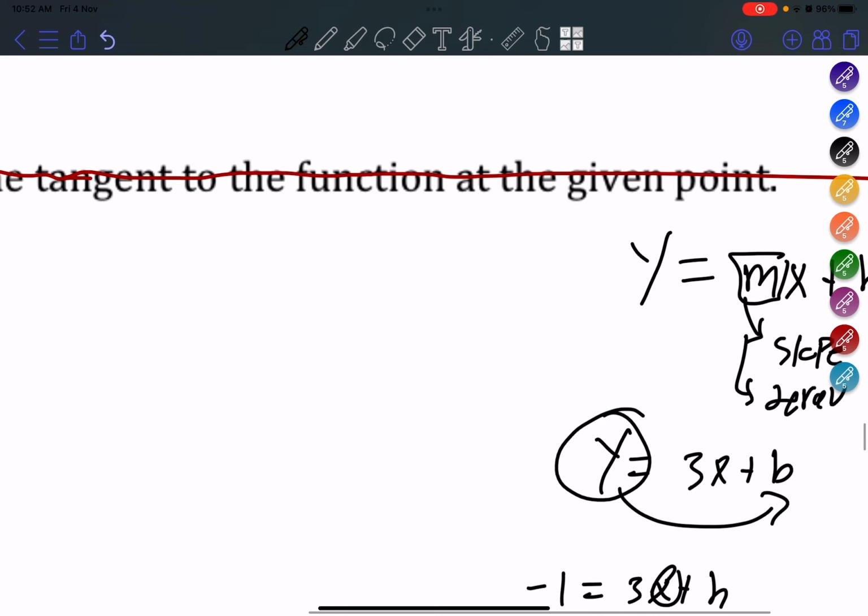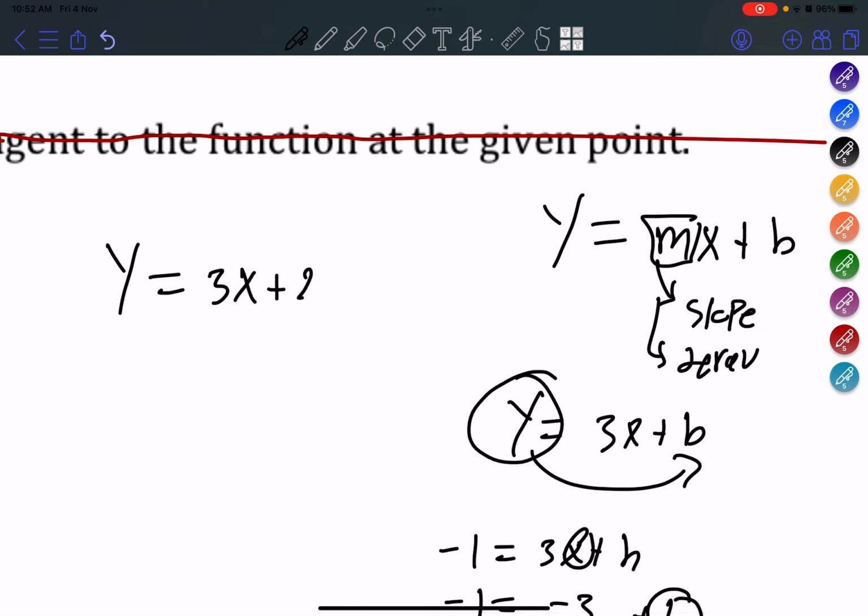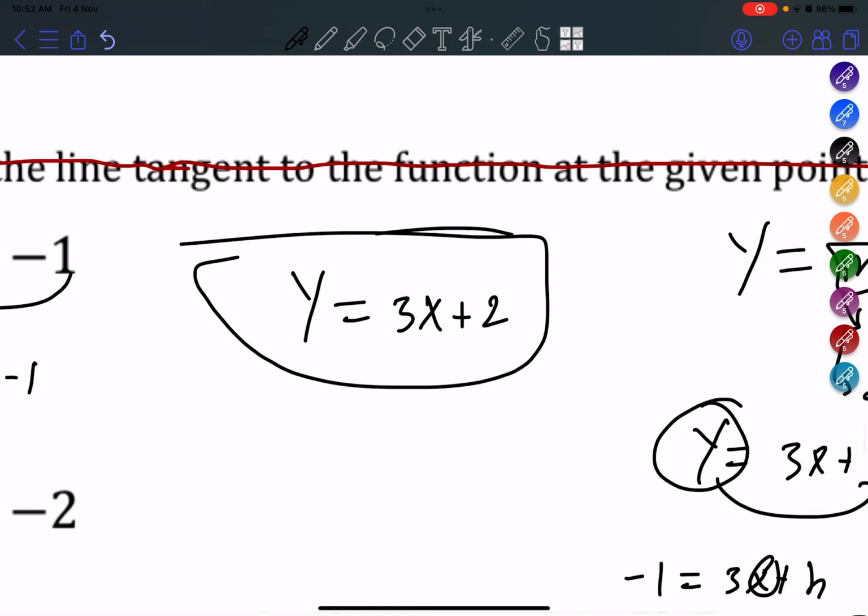Now let's write the equation. So it becomes y equals m, which we said is 3, so 3x, and b we said is 2, so plus 2. So this is the answer for the first question.